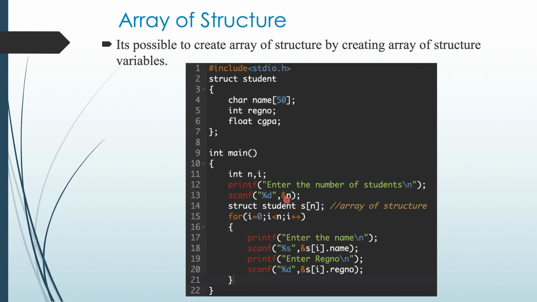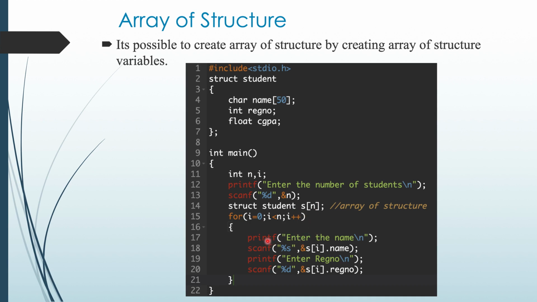If the user has entered 10, then 10 structure variables will be created: s[0], s[1], s[2], up to s[9]. If the user has entered 5, then s[5] will be created. That means s[0] to s[4]. So those many variables, 5 variables, will be created. For that we are using this, and this can be accessed just like a normal array variable.